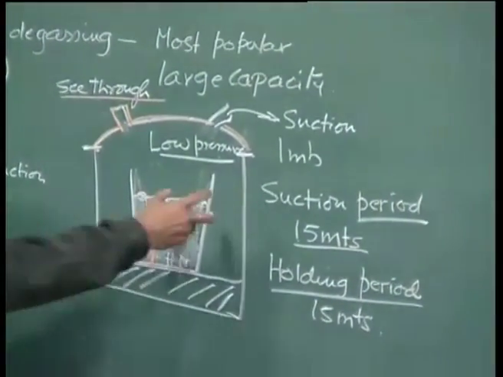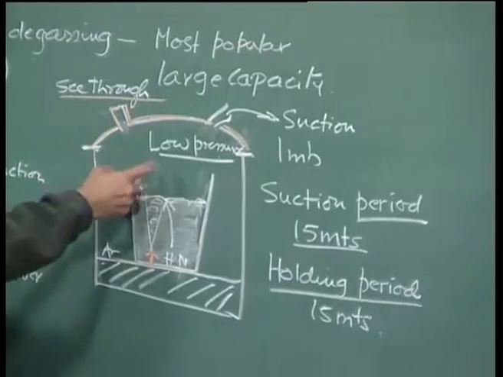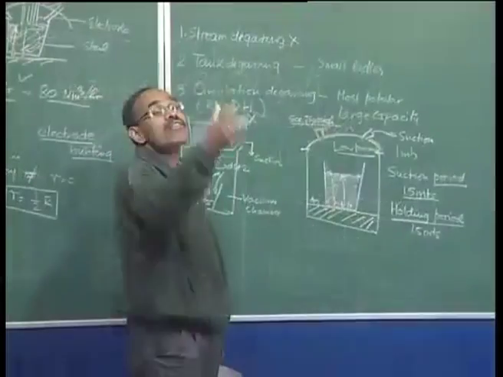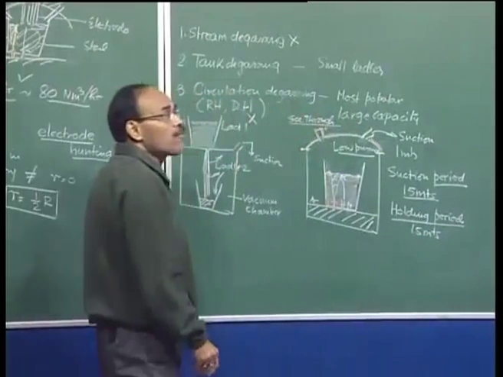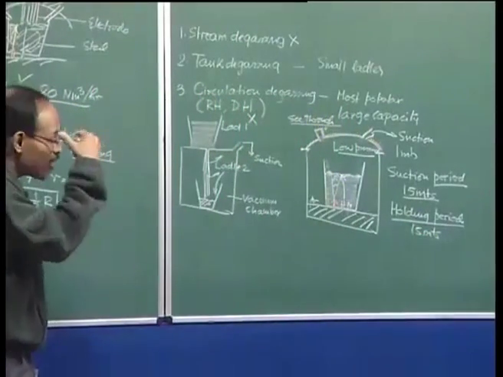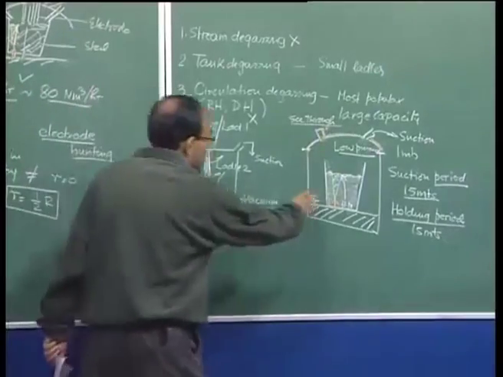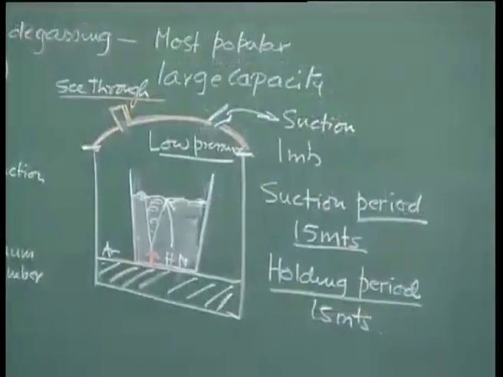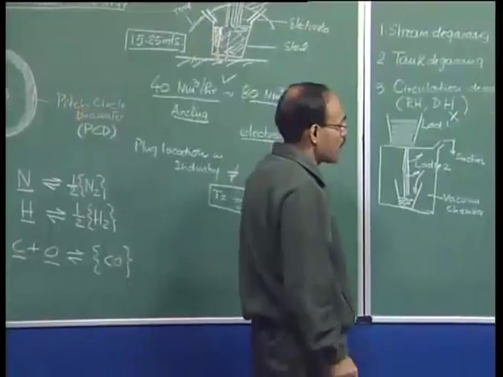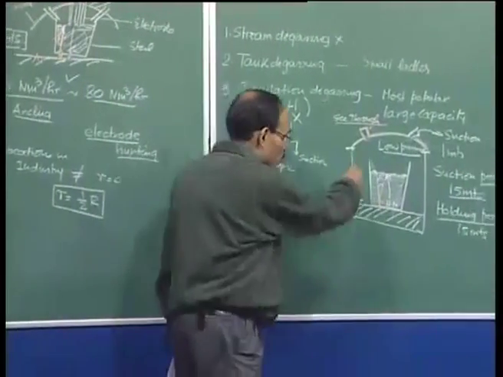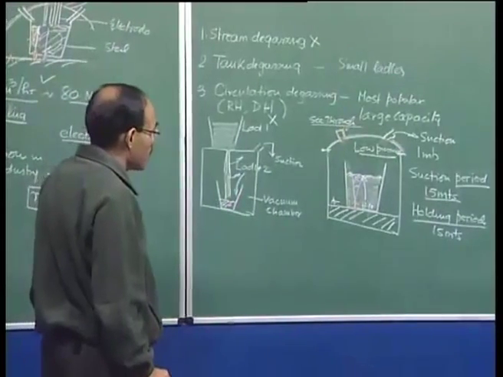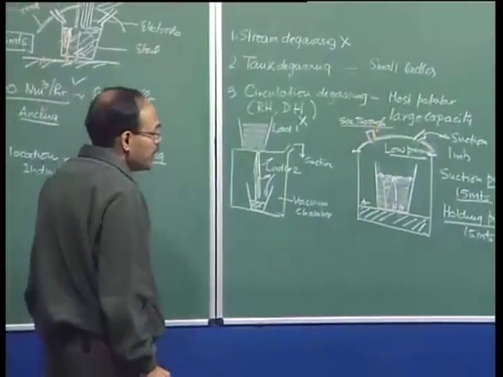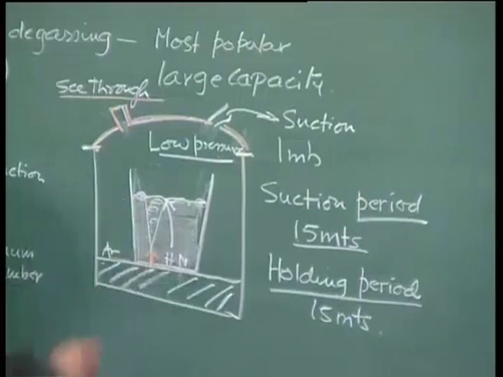During the suction period, the pressure in the chamber continuously drops, and once 1 millibar pressure is reached, at that time you give about 15 minutes of holding, and during this duration, with argon gas injection, these reactions are driven in the forward direction, and as a result of which we produce low nitrogen and low hydrogen steel.